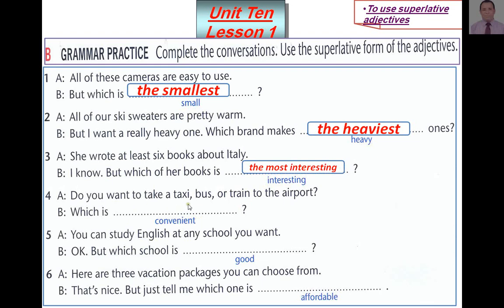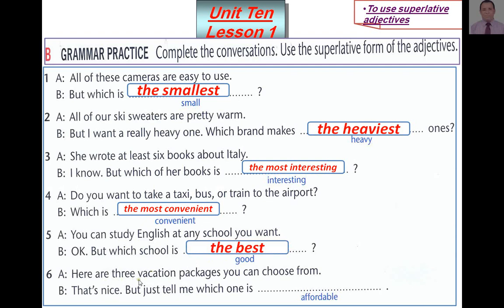Do you want to take a taxi, bus, or train to the airport? Which is the most convenient? The adjective convenient has more than one vowel, more than 2 syllables, so I can use here the most convenient because it's a long adjective. Number 5, you can study English at any school you want. Okay, but which school is the best? You remember what we said about good? Good is an irregular adjective. We cannot add er or est to this adjective. It changes completely. In the superlative it should be the best.